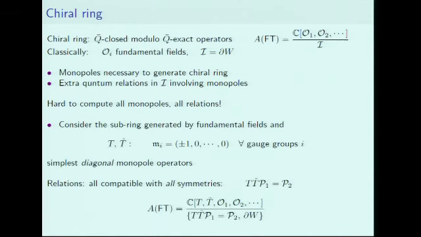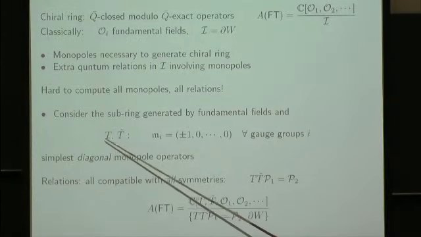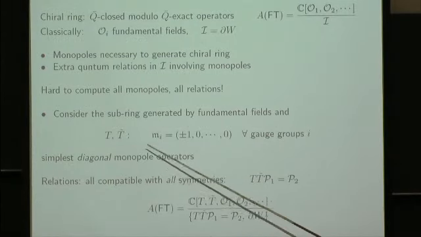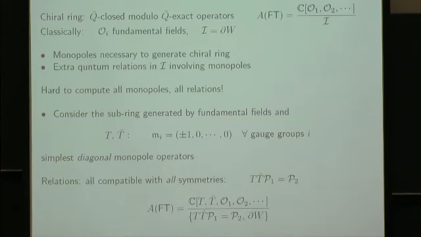One can try to make some assumptions and see whether this is consistent. First of all, one can consider the subring generated just by these very simple diagonal monopoles that we considered at the beginning, T and T tilde. Then one can compute the charges of T and T tilde with the formula that I had before.